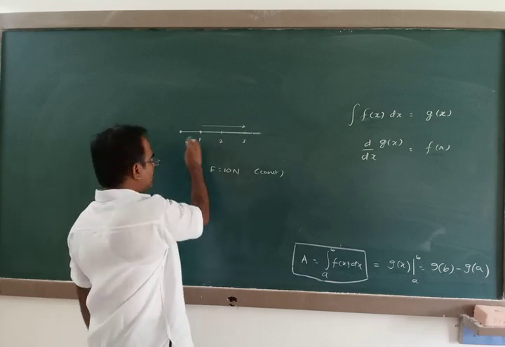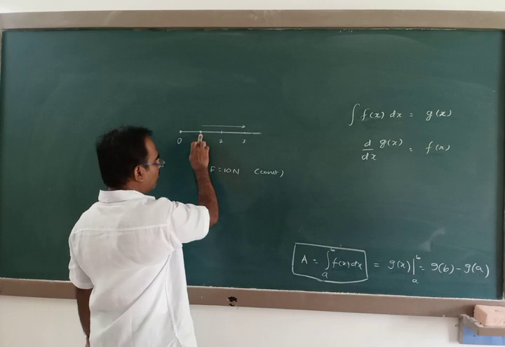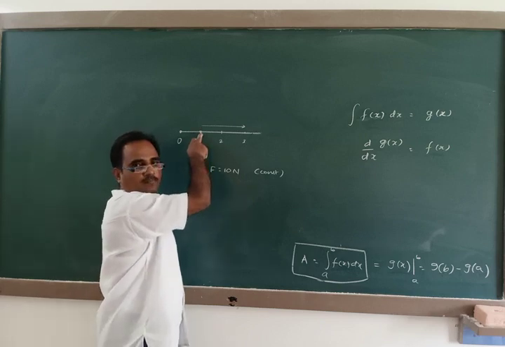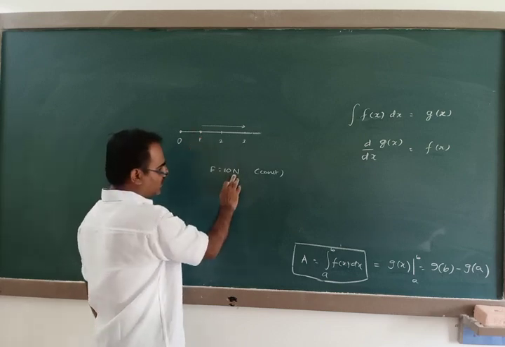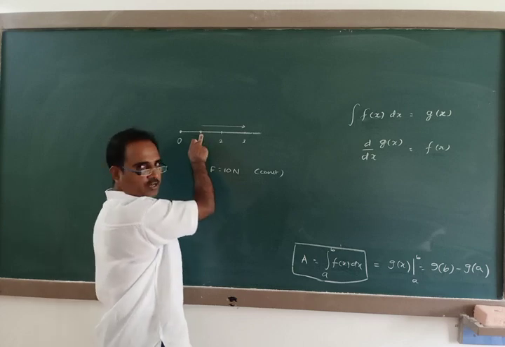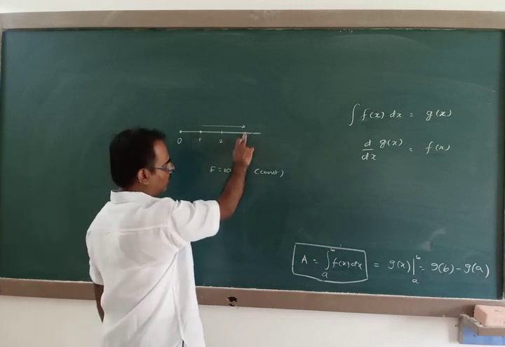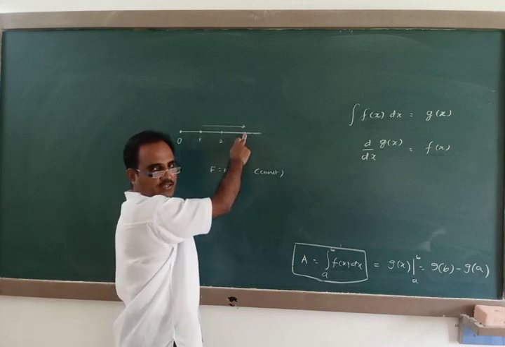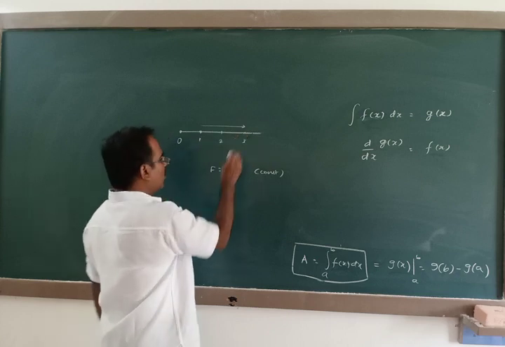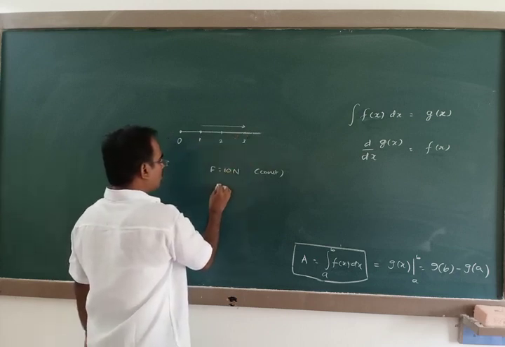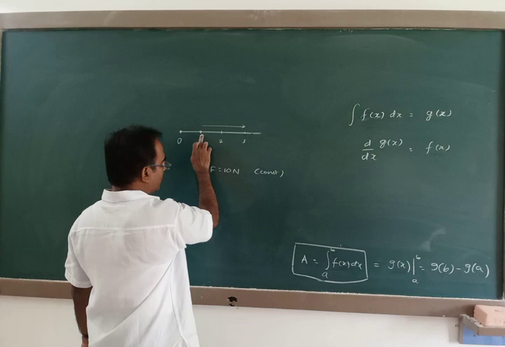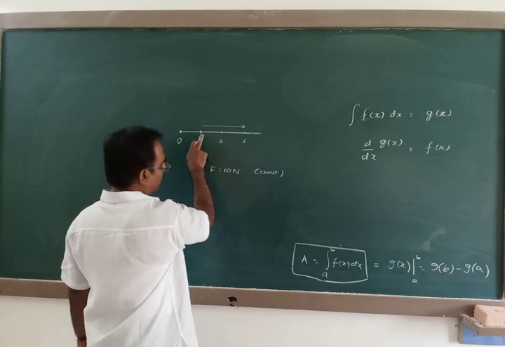So on the x-axis, this is the horizon. On the x-axis, there is a body at x is equal to 1. A constant force of 10 Newton acts on the body and displaces it to 3 units in the x direction. So, what is the displacement due to the force?